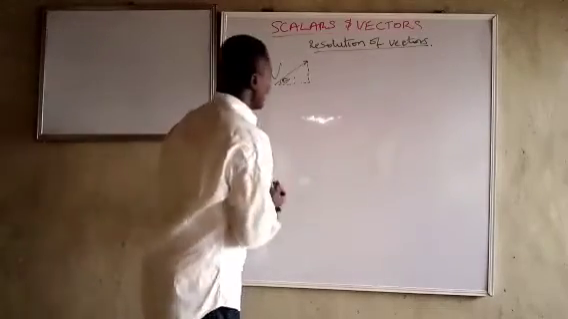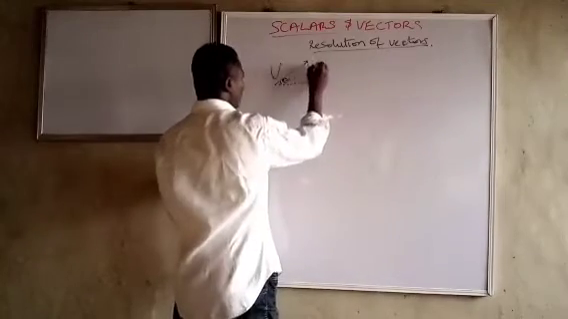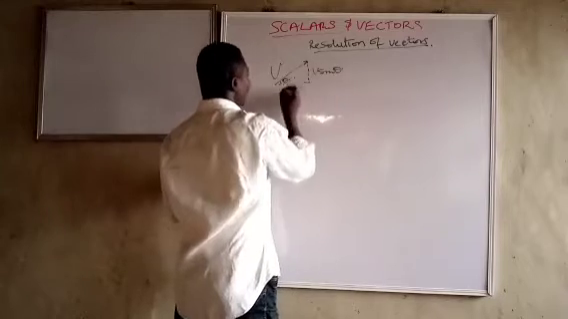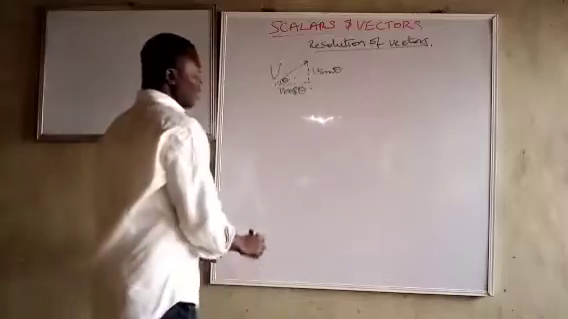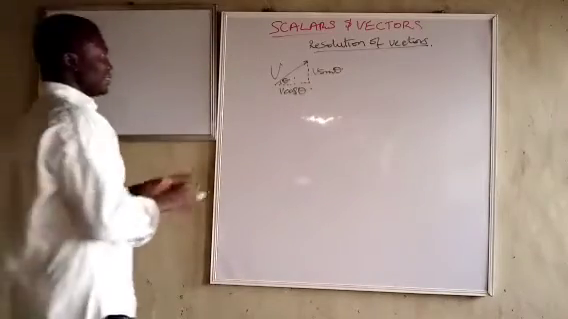Now, if v is acting at an angle theta upward, I want to resolve it, just like the last one I explained, addition of more than 2 vectors. What do we do here? This one will be v sine theta, and this one will be v cos theta. So it makes working on vectors very easy.